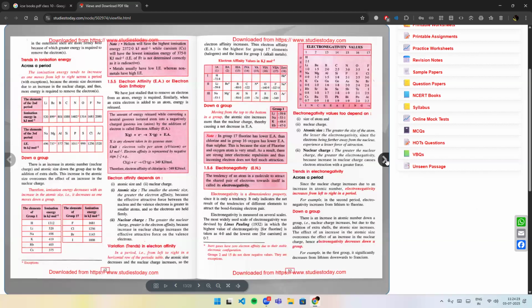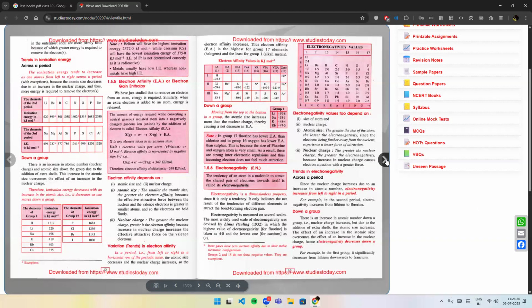Nuclear charge. The greater the nuclear charge, the greater the electronegativity, because an increase in nuclear charge causes electron attraction with a greater force. Trends in electronegativity across a period. Since the nuclear charge increases due to an increase in atomic number, electronegativity increases from left to right in a period. For example, in the second period, electronegativity increases from lithium to fluorine.